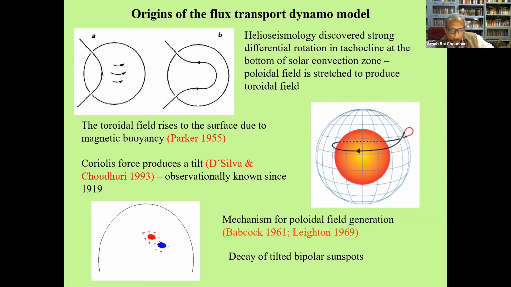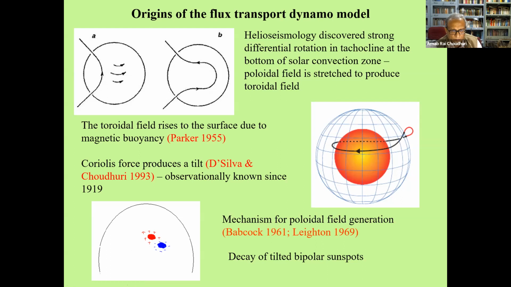So let us consider a tilted bipolar sunspot pair. And let us consider the case that the sunspot at the higher latitude has positive polarity. So when these sunspots decay, we expect that more positive polarity magnetic field would be spread out at the higher latitude, and more negative polarity magnetic field would be spread out at the lower latitude, and that would give rise to a poloidal field. So we now believe that the poloidal field of the sun is produced by this Babcock-Leighton mechanism.